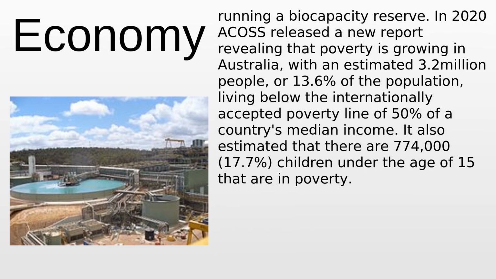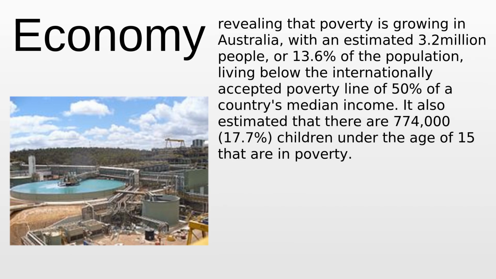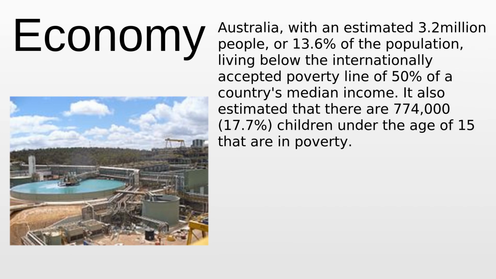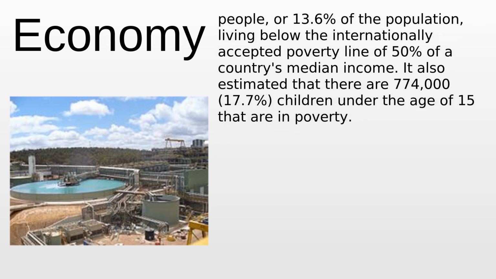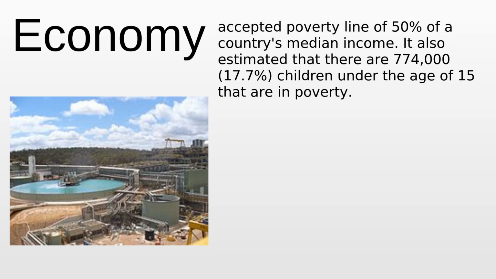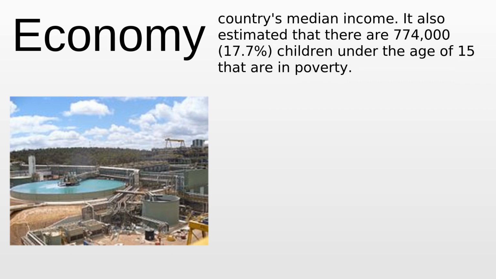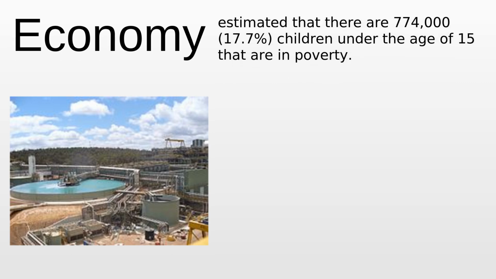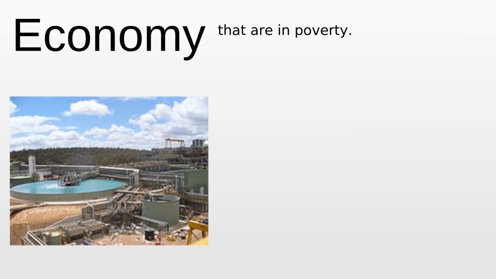In 2020, ACOSS released a new report revealing that poverty is growing in Australia, with an estimated 3.2 million people, or 13.6% of the population, living below the internationally accepted poverty line of 50% of a country's median income. It also estimated that there are 774,000 children under the age of 15, or 17.7%, that are in poverty.